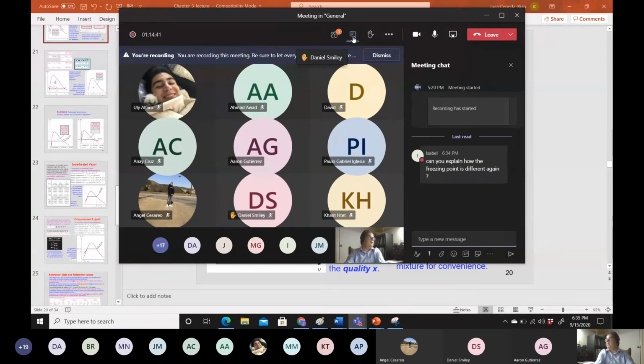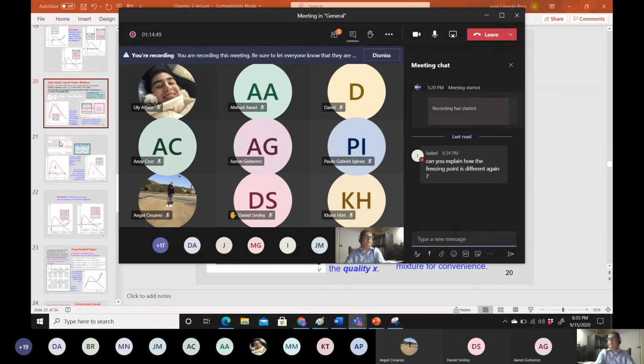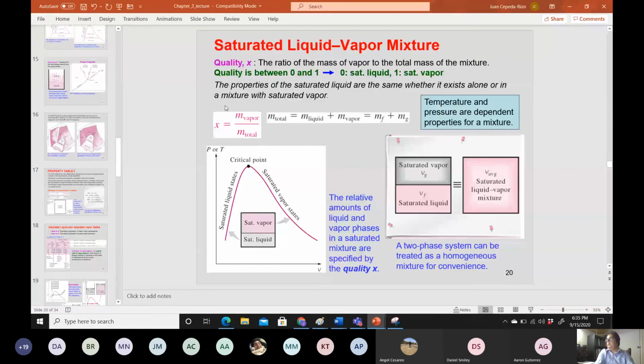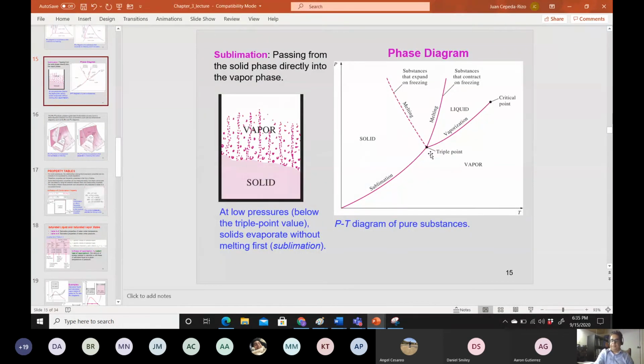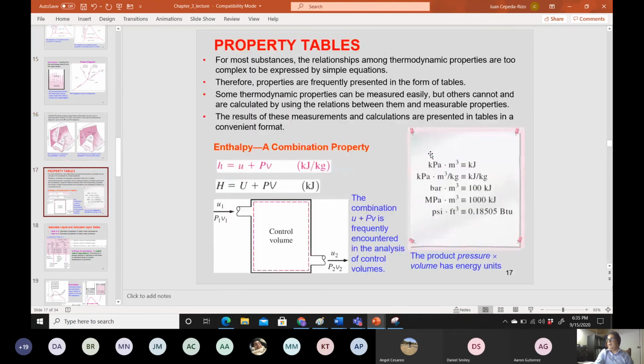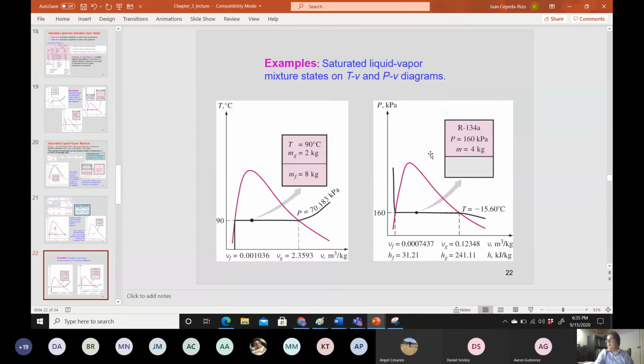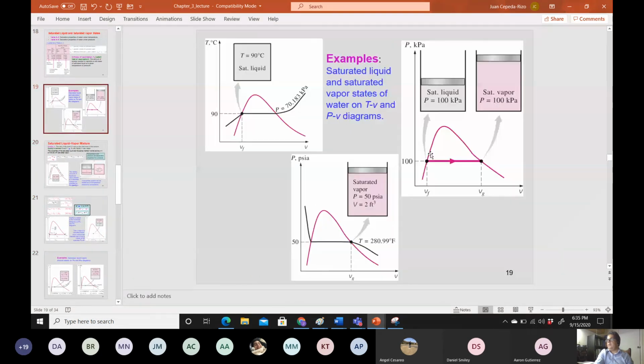Can you explain how the freezing point is different again? All right. So the freezing point. Where's the chart that gives us a freezing point? Maybe this is the best thing to use, the triple point here. The triple point is where solid, liquid, and vapor happen, but maybe that's not a good example. Actually, the triple point is what we use to calibrate our equipment. I mentioned it was the freezing point.